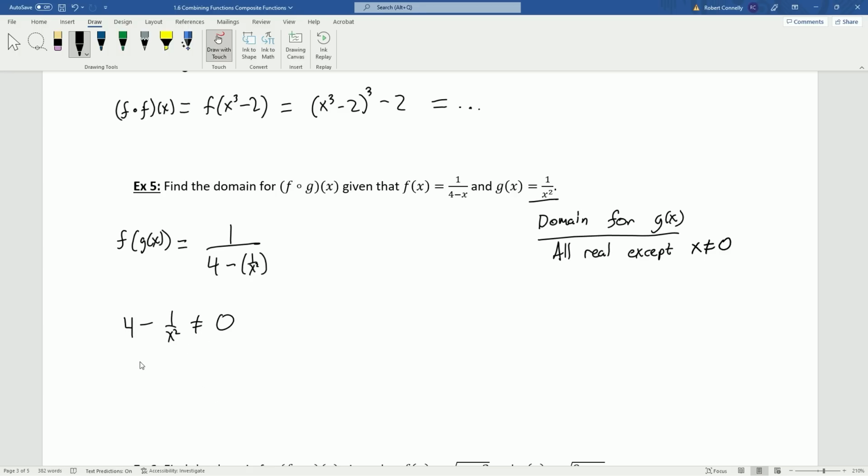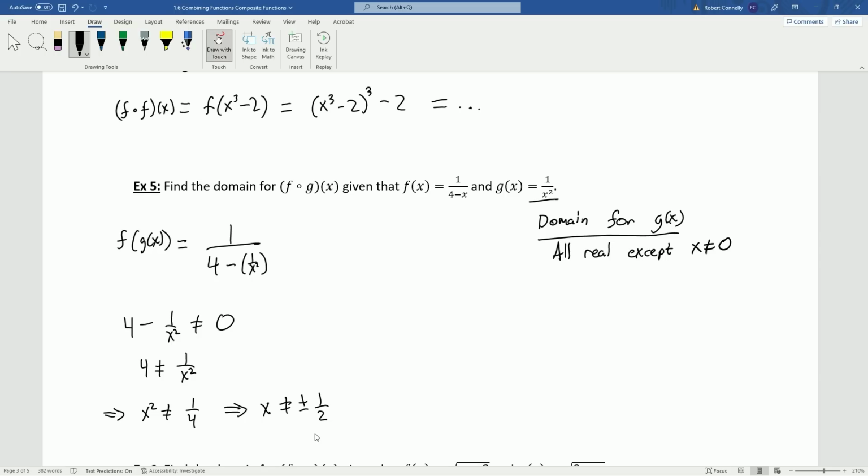So if I add that to the other side, I get 4 cannot be equal to 1 over x squared. I'm going to multiply x squared across and divide by 4. That gives me that x squared cannot be equal to 1/4. But if I take the square root of both sides, that tells me x cannot be equal to plus or minus 1/2.